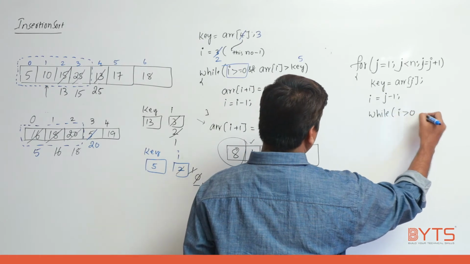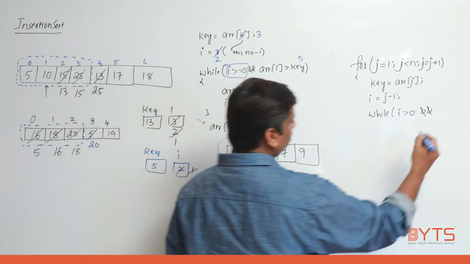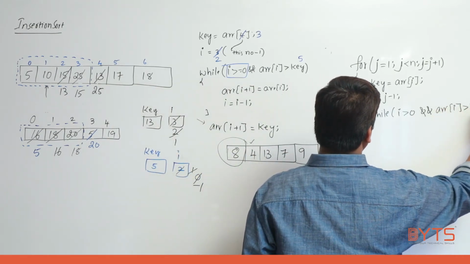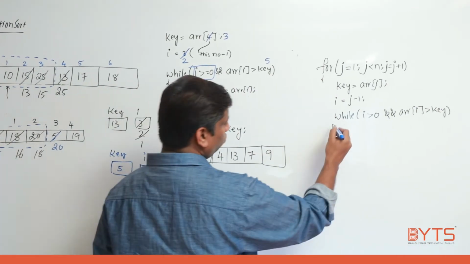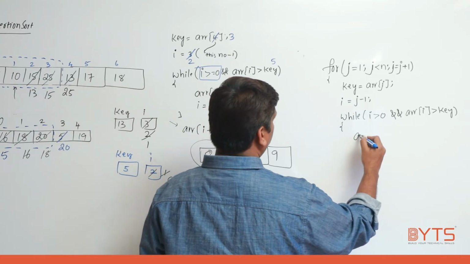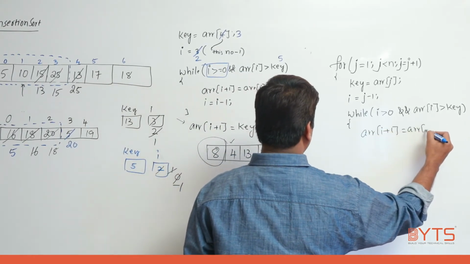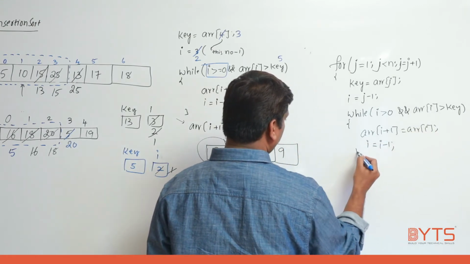I greater than or equal to 0 and, can you please tell, ARR of I is greater than key. Next, what can you do? ARR of I plus 1 is equal to ARR of I. Next, what? I is equal to I minus 1. Next, what? Can you please tell?